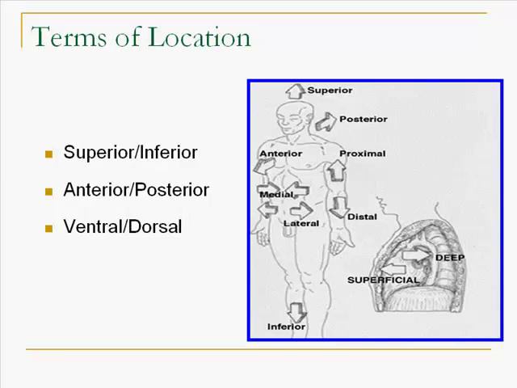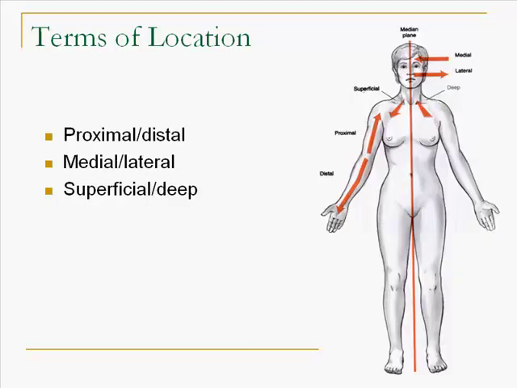Again, this is just giving you some other examples of what's superior, anterior, medial. Medial, think of midline. Lateral, on the outside. Proximal and distal. Distal is in the distance. Proximal is closer to the midline. Medial, mid, lateral, outside. Superficial, think of somebody who's superficial, just on the surface, versus deep.